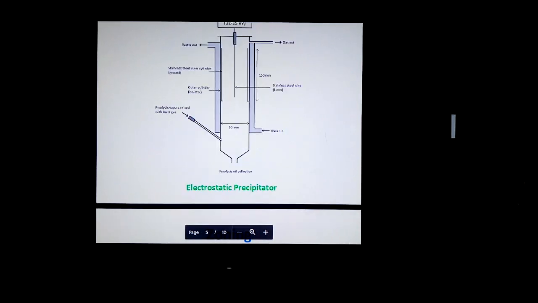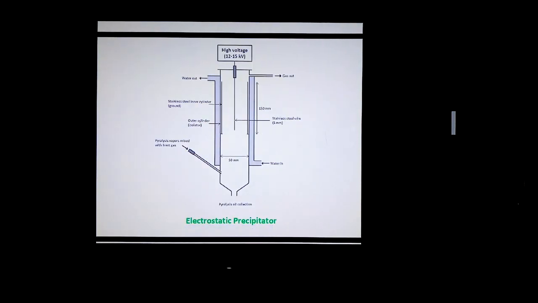Now we are going to learn the fourth device called electrostatic precipitator. An electrostatic precipitator, ESP, or electrostatic air cleaner is a suspended particulate matter collection device that removes particles from flowing gas using the force of an induced electrostatic charge as its principle.